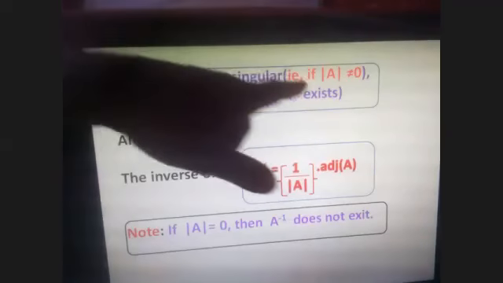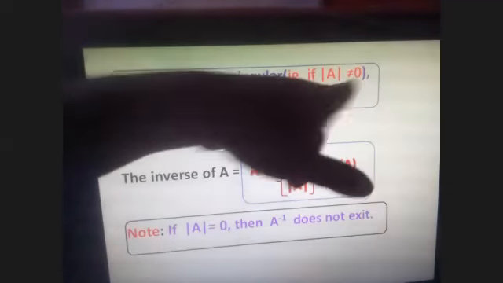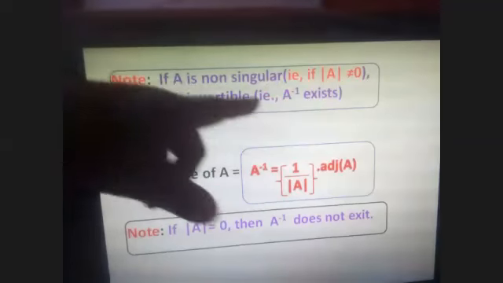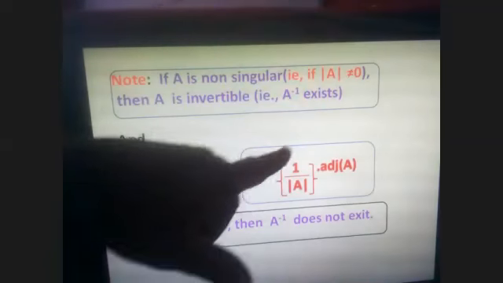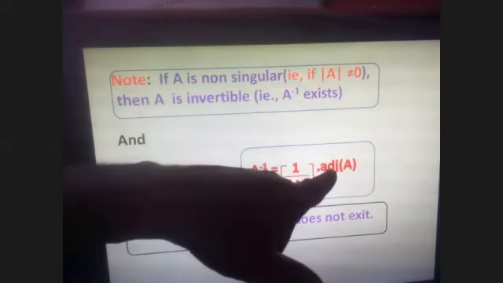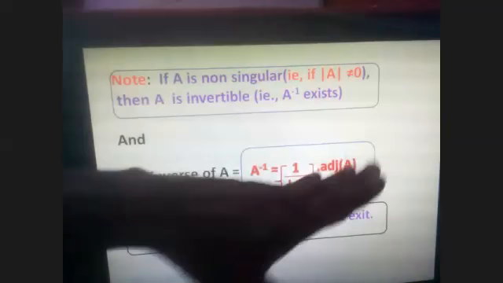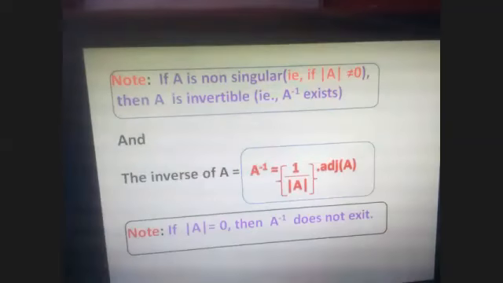If A is a non-singular matrix, that is determinant A is non-zero, then A is invertible. That is the first point. That is, A inverse exists. And what is A inverse? 1 by determinant A into adjoint of A. This is a formula, you have to remember it. Proof is a secondary thing, but you have to remember.